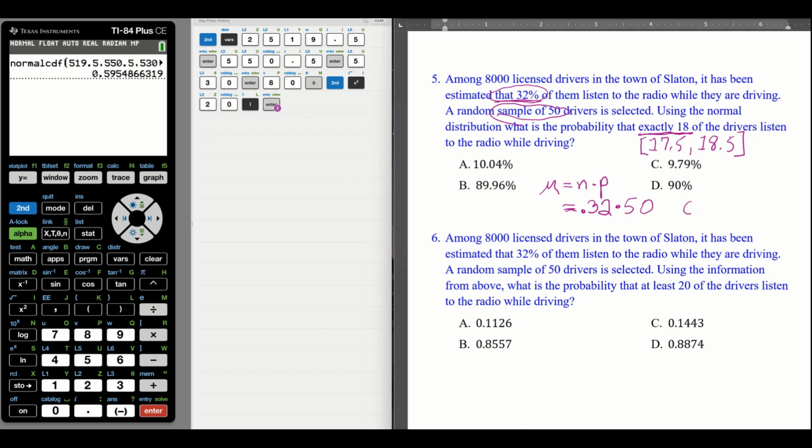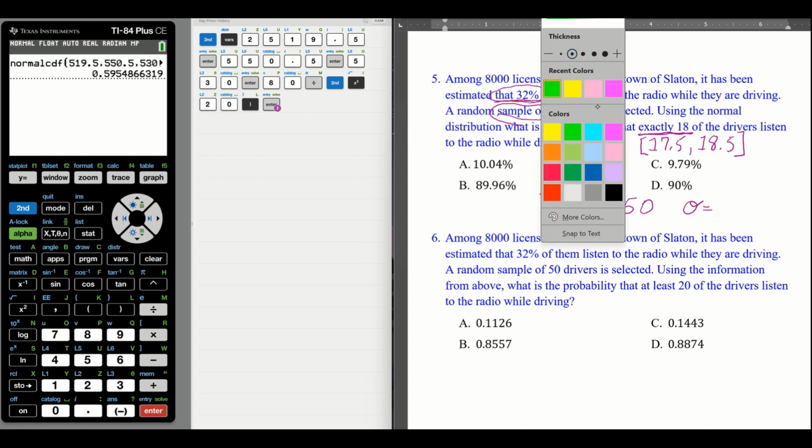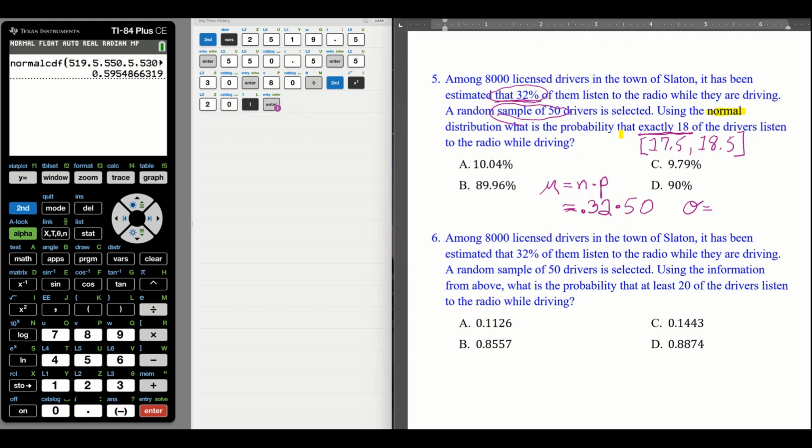Now, about that standard deviation. Look at it, the wording right here. Okay, normal distribution. This means that we do not need to do that adjustment. What we do is a calculation. So we are calculating, as it said prior, our sample size times our percentage times 1 minus the percentage.